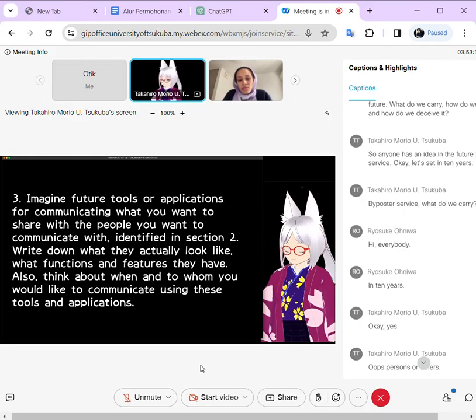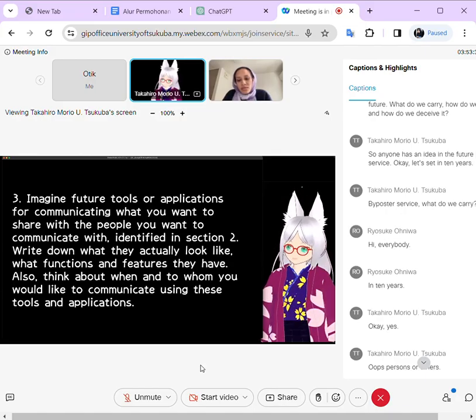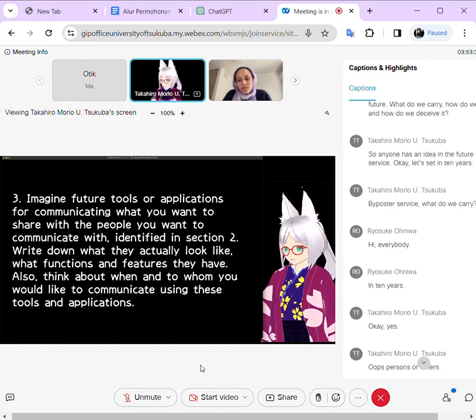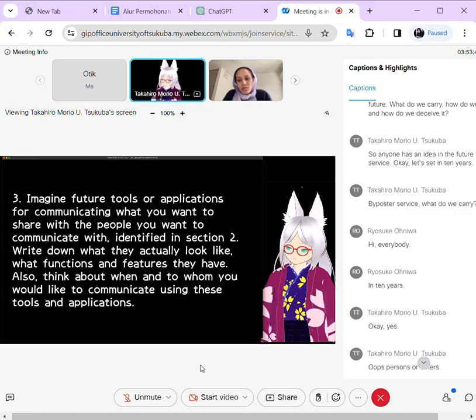The third, to solve the challenges, imagine the future tools or applications for communicating what you want to share with the people you want to communicate with. For example, you can imagine a tool to communicate with your pet. Write down what they actually look like, what functions and features they have.